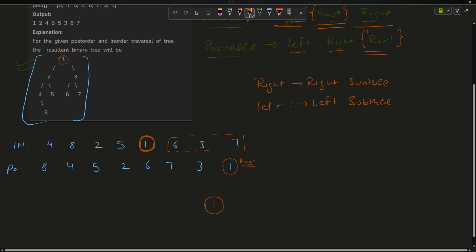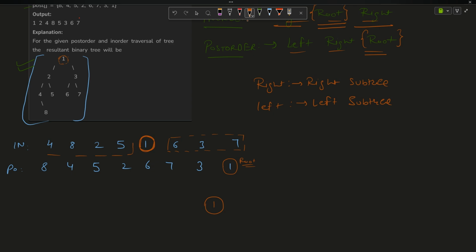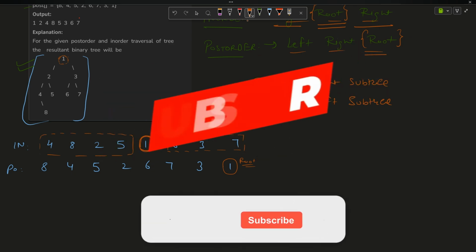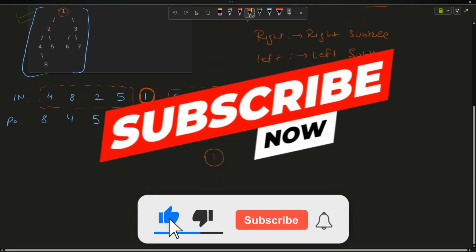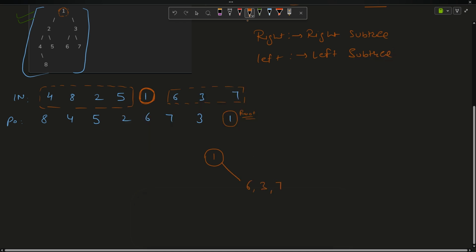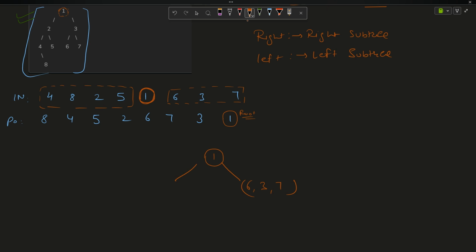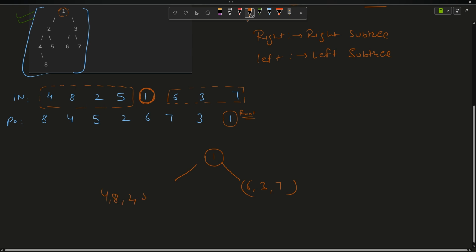See, on the right side you have the right subtree, on the left side you have the left subtree, because of the in-order traversal that tells me this is my left subtree and this is my right subtree. That means 1 has the elements 6, 3, 7 on the right, and 4, 8, 2, 5 on the left.